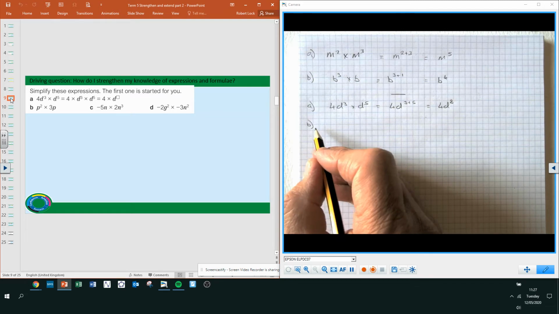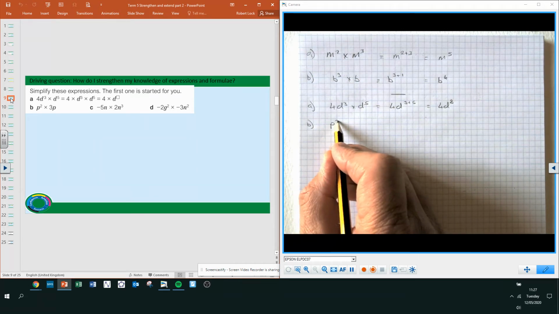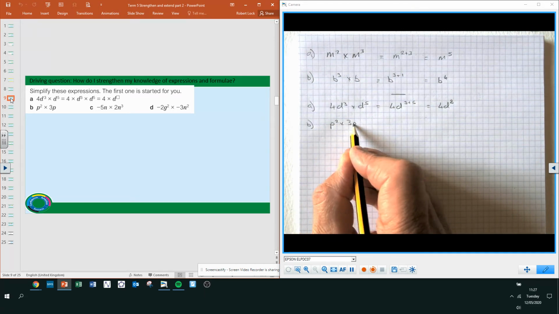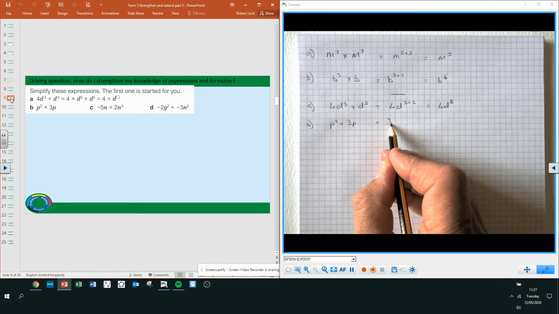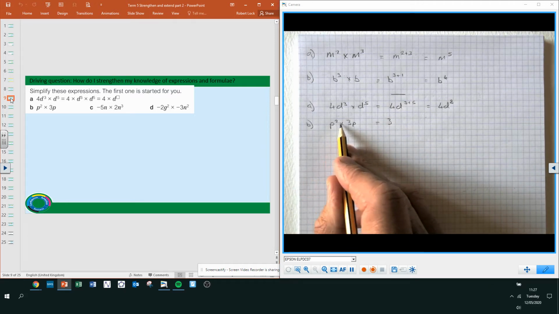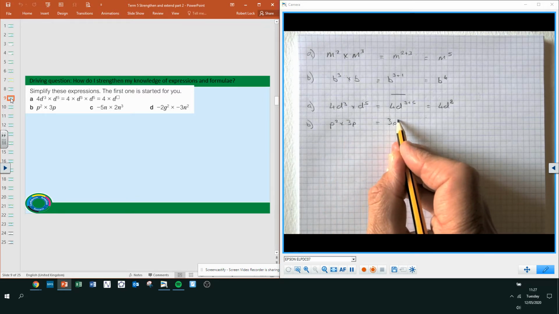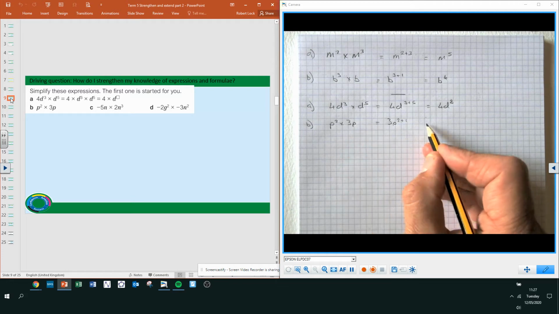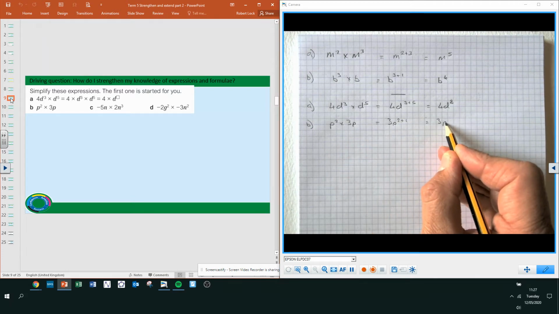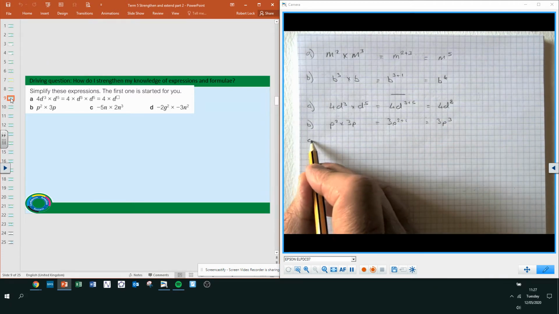B. p squared times 3p. There's no other numbers, so it would just be 3. p squared times p, that'll be just 1p, p to the power 1, so the answer is 3p cubed.